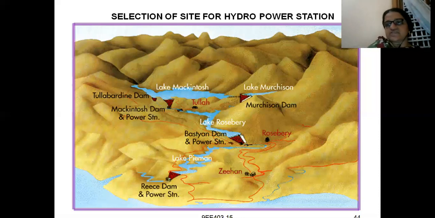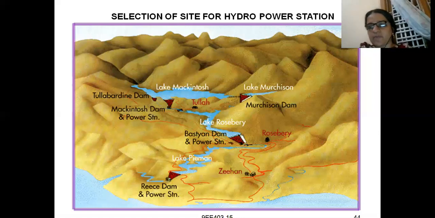So selection of site means, while you are selecting the site for a power plant, as you need to provide potential energy to the water, or water needs to have potential energy, definitely a heightened place should be chosen. So it will be better if you choose a mountain or a hill, on the top of a hill or on the top of a mountain. If your power plant is built there, then definitely it will be a good option for us.